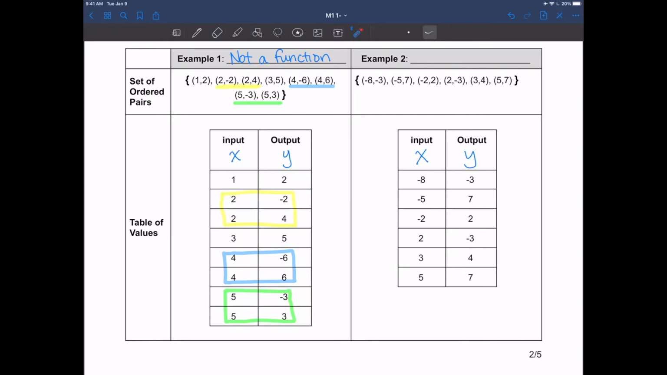So remember in example 1, this was a repeated X value, so I had to then look at their outputs. Never assume that because it's a repeated input that automatically is not a function. You must look at their outputs to see if they are the same or if they are different, because if they are different, then you can conclude that it's not representing a function.